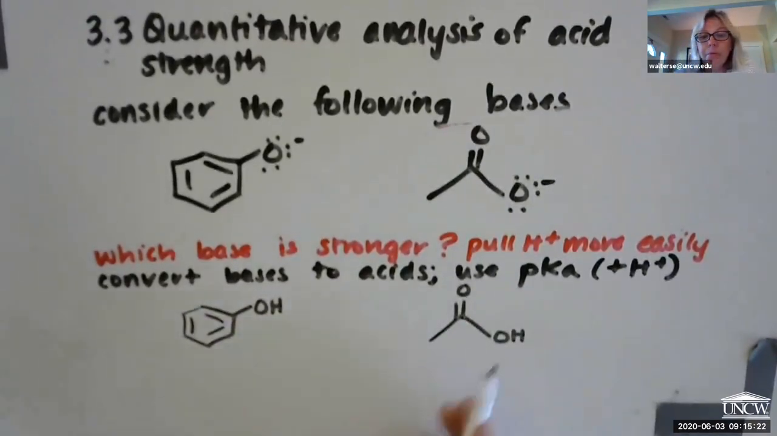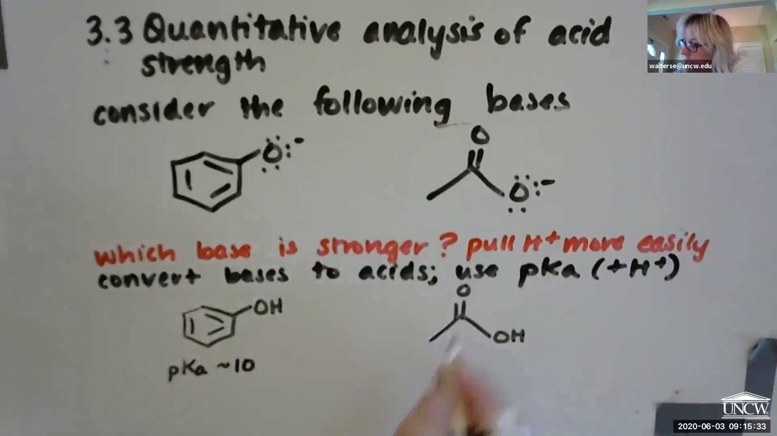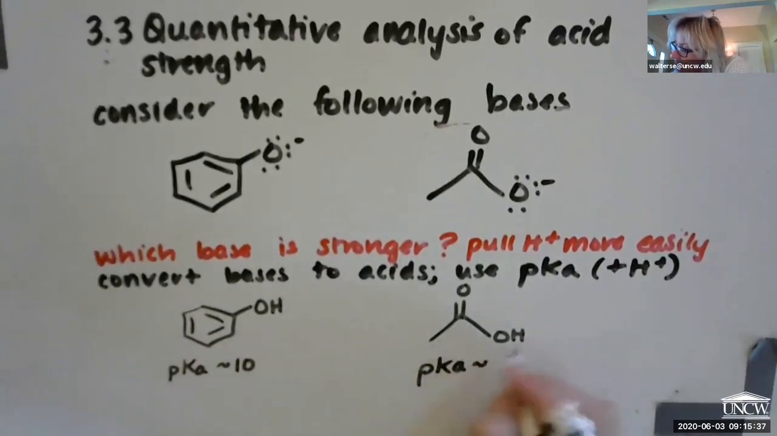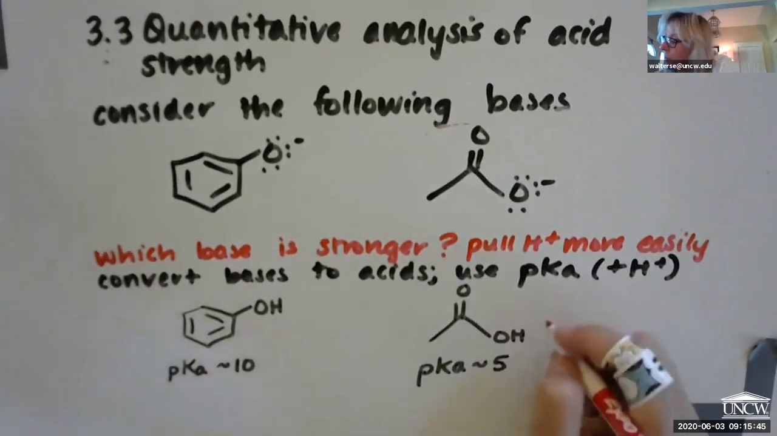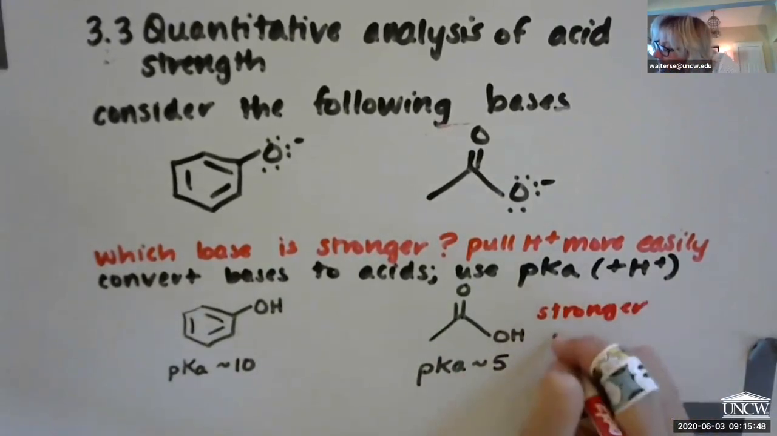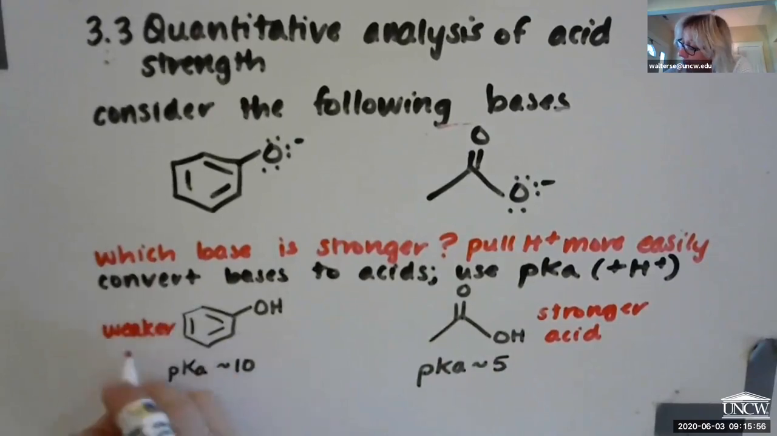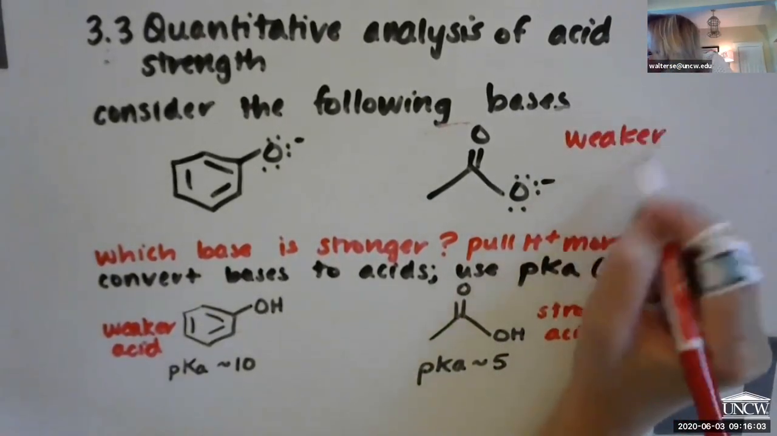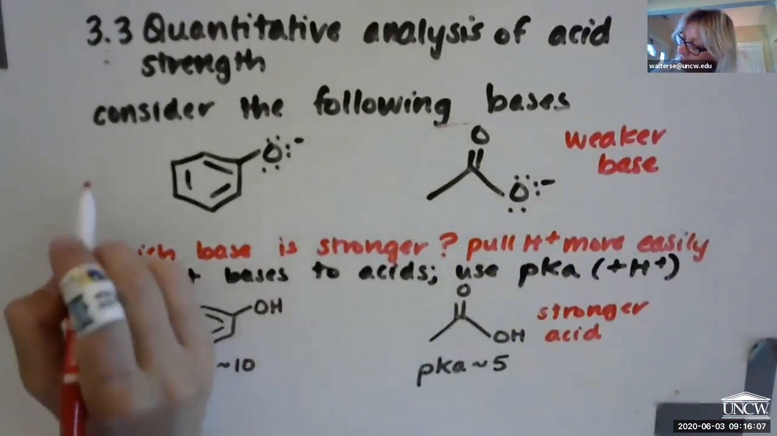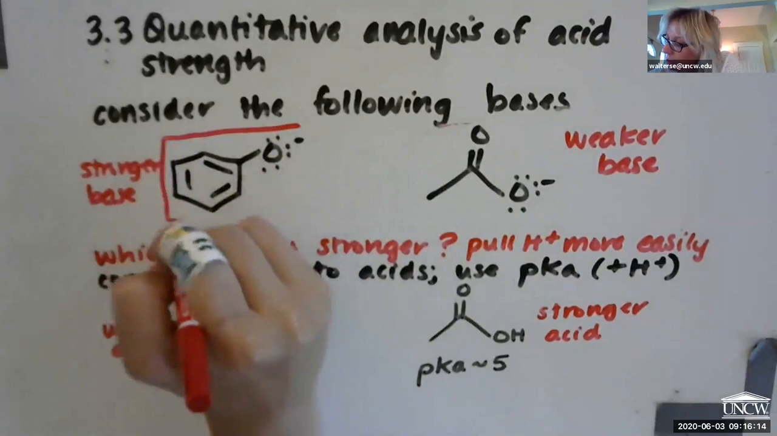Okay. And then these are both going to be able to be identified by the, this is the only example of phenol you have. The pKa of phenol is about 10, and the pKa of carboxylic acids is about 5. So by comparing the numbers, this is the stronger acid. This is the weaker acid. So this is the weaker base. The phenoxide is the stronger base. So this would have been the answer to the question.